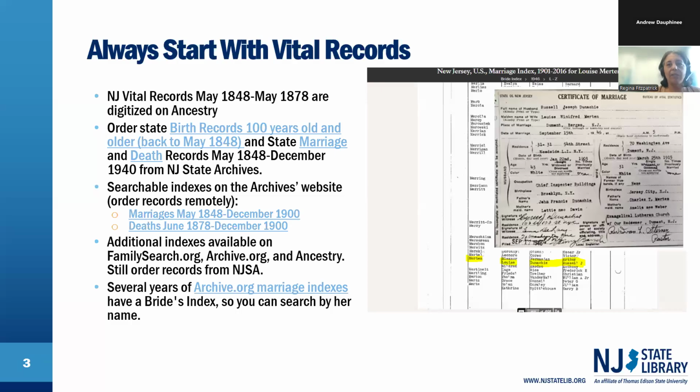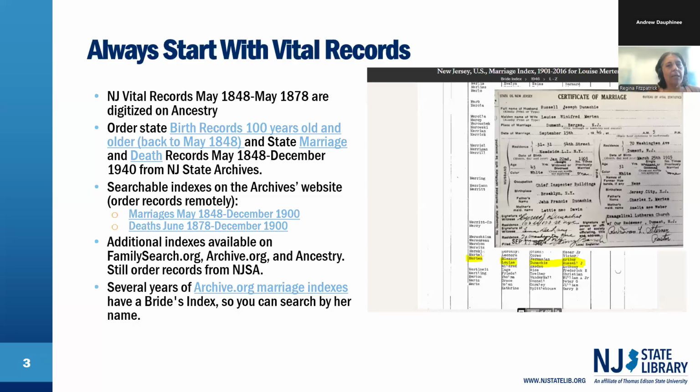Just the index, if you have a date to work with, you can look for clues in other collections as well. If you are looking at records that are at least 100 years old, so birth records that are at least 100 years old and older, all the way back to May of 1848, or marriage or death records May of 1848 to December of 1940, order those from the state archives. Any birth records that are less than 100 years old or marriage and death records after 1940 can be ordered from the Office of Vital Statistics and Registry.